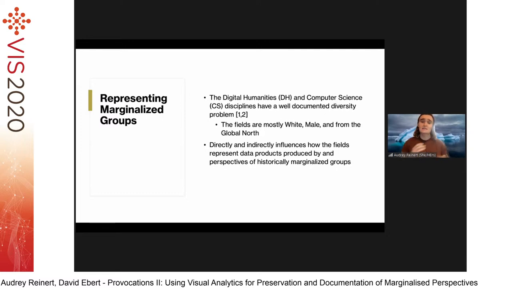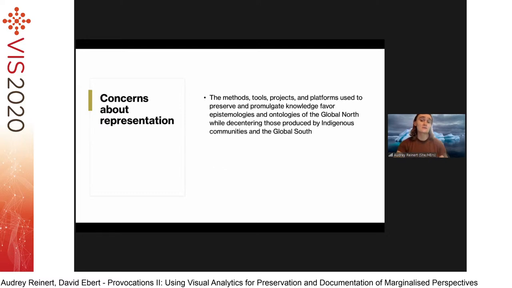What this means is that we are directly and indirectly influenced in how we represent data products from and perspectives of these historically marginalized groups. Further, we need to consider that the methods, tools, projects, and other platforms we use are just going to inherently decenter narratives and data products produced by indigenous communities and groups in the global south.